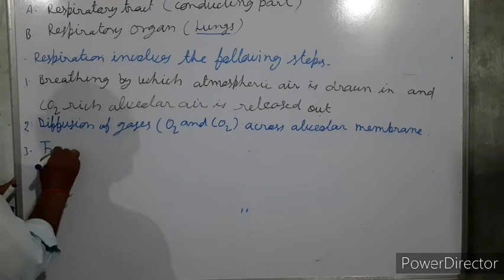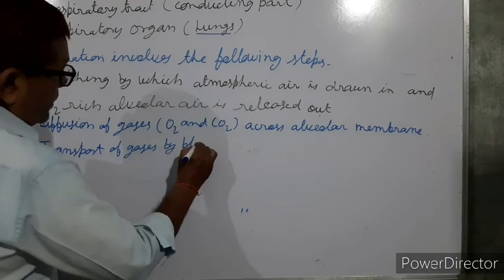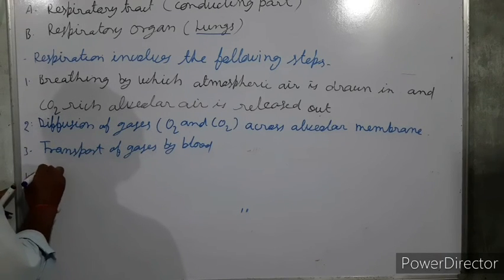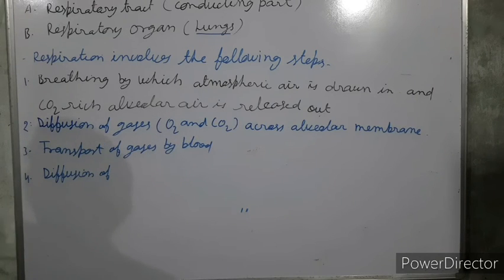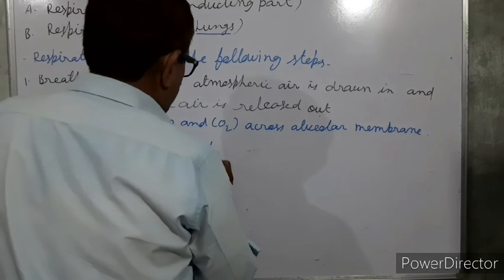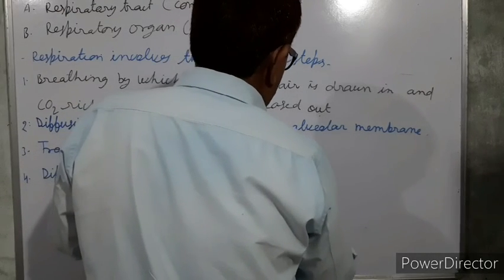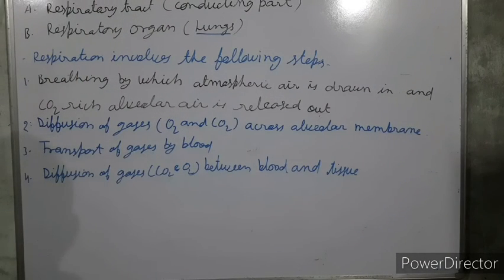Transportation of gases by blood. And the fourth step is diffusion of gases, carbon dioxide and oxygen, between blood and tissue.